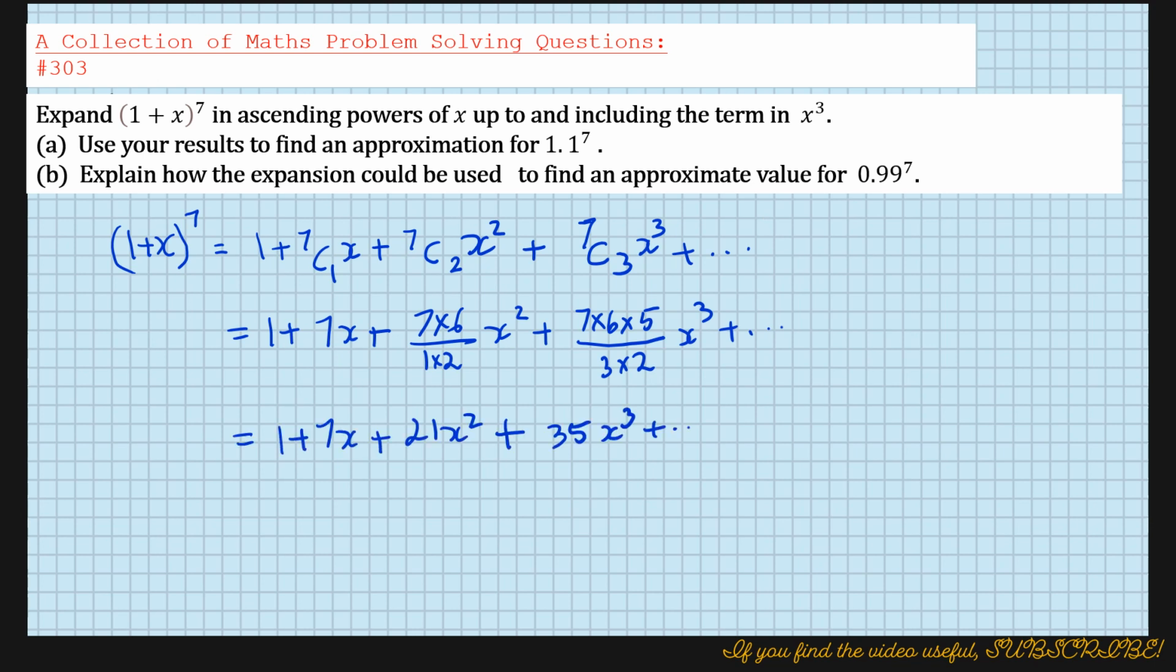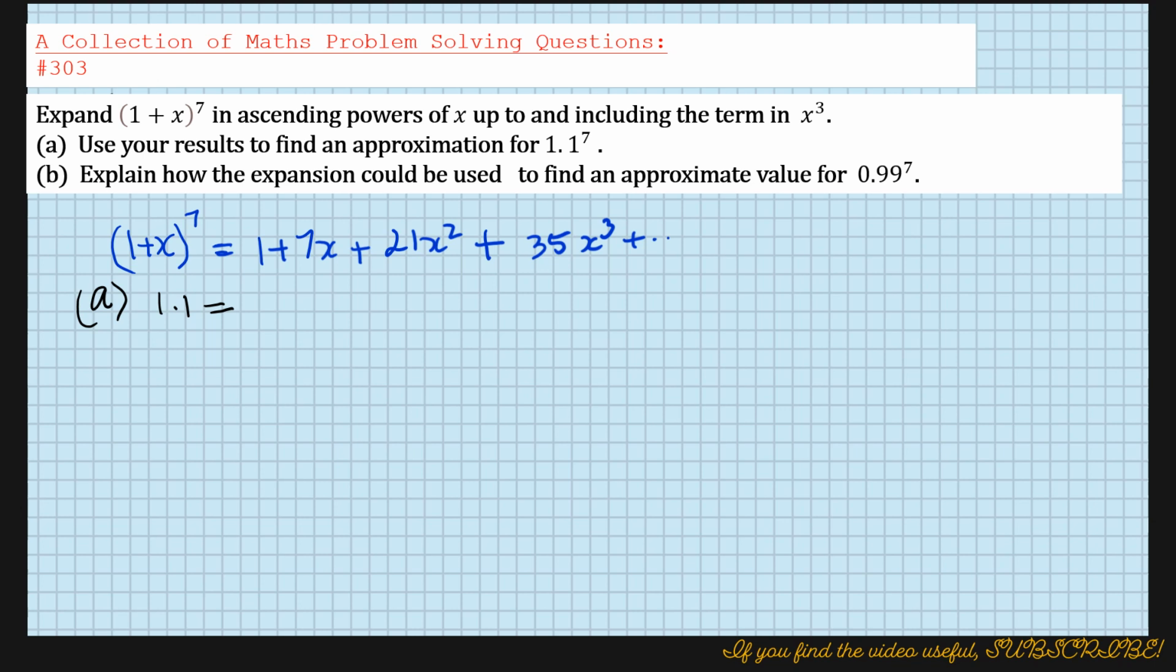So you have 1 plus 7x plus 21x squared plus 35x cubed. So that's what the expansion of 1 plus x to the power 7 is if you only continue up to x cubed. Now we have to use this to find an approximation for 1.1 to the power 7. So 1.1 can be written as 1 plus 0.1, and all we do is replace x in that expression with 0.1, and we should get the answer.